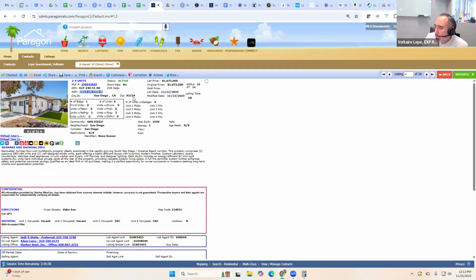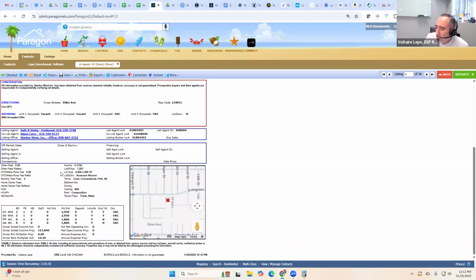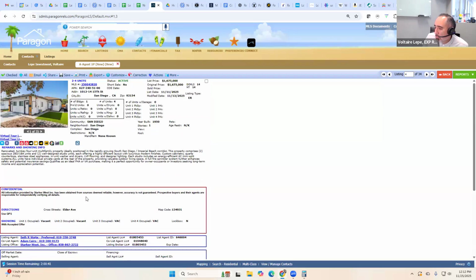15th Street, South San Diego, 4 units for 1.675. That's about $420,000 a door. And the unit mix sucks. You have two studios and two bedrooms. South San Diego by the beach.